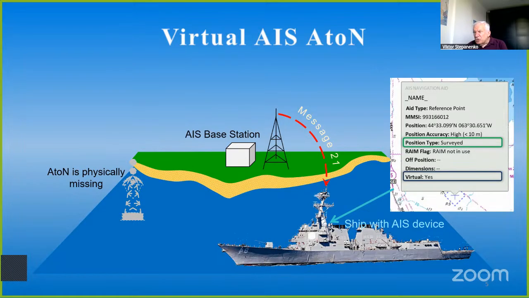The information panel of the virtual AIS AtoN is shown on the right part of the slide. In the row Type, we can read "reference point". It confirms that the AtoN is virtual. Virtual AIS AtoN can be used to mark anchorages, restricted or dangerous areas, as well as environmentally sensitive and isolated coastlines. They provide good coverage despite rugged landscape.